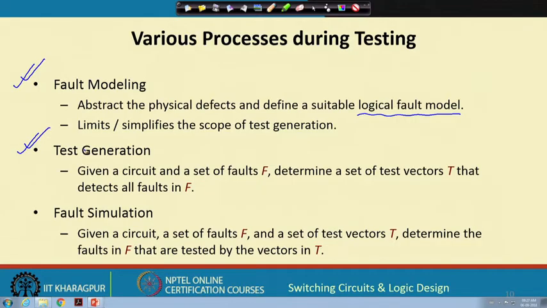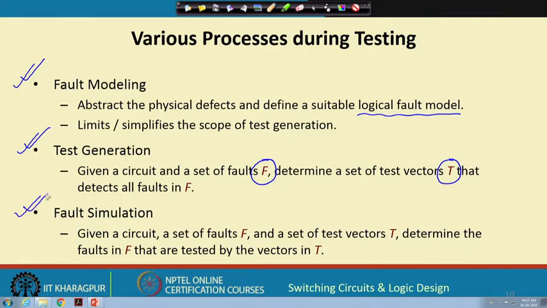So, after fault modeling, the next natural step is test generation. You are given a circuit and of course, after fault modeling you have a set of faults. So, you have to generate a set of test vectors T that can detect these faults. This is called test generation. So, here we shall also very briefly talk about test generation.